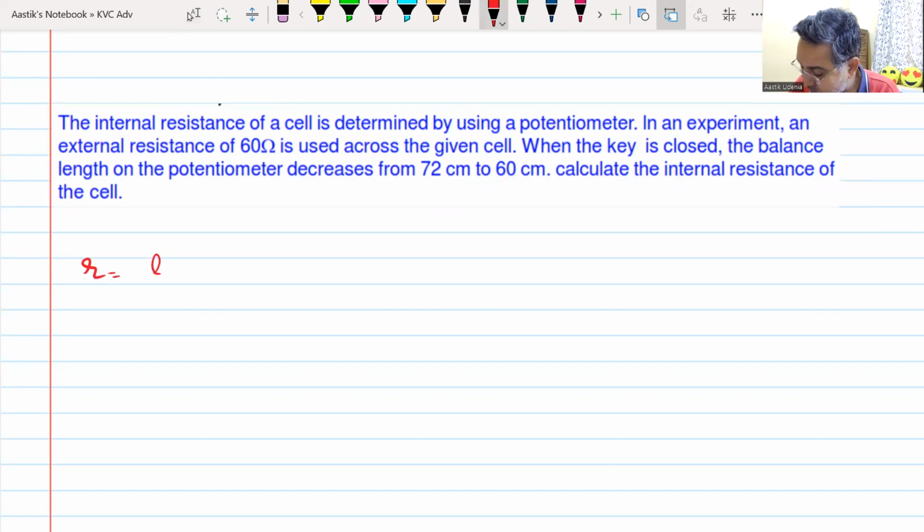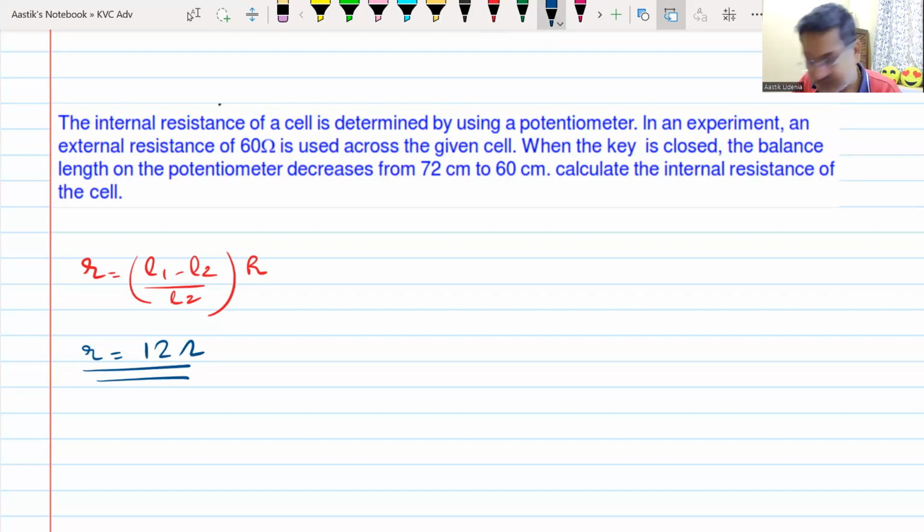r is equal to (L1 minus L2) divided by L2 into R. When I put the values, I'll get the answer as 12 ohms, not 10 ohms. I don't know what you have calculated, but if you calculate in your right senses, you will get this answer. And I will not elaborate any further.